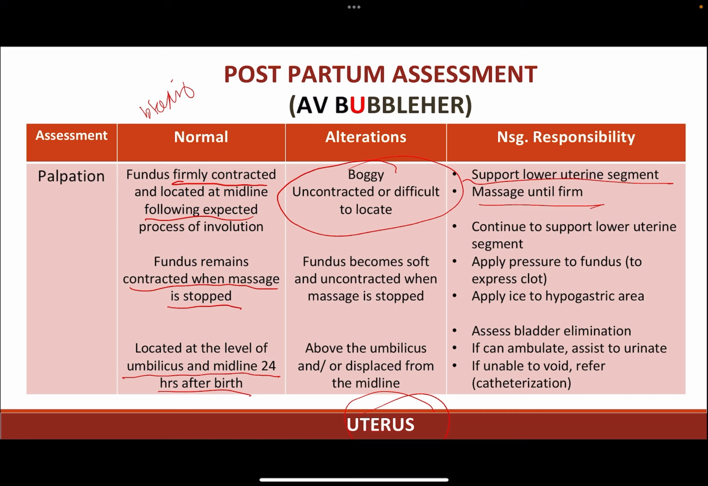Continue to support the lower uterine segment and then apply pressure to the fundus to express clots. Apply ice to the hypogastric area. Some of the facilities use an ice pack so that the uterus will contract. Also assess bladder elimination. If she can ambulate, assist her to urinate. If unable to void, refer for catheterization.